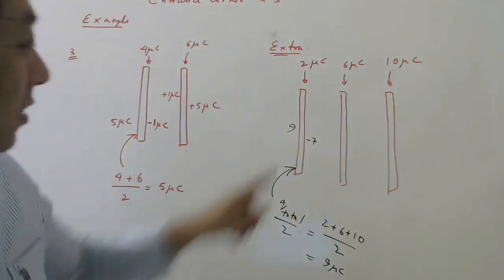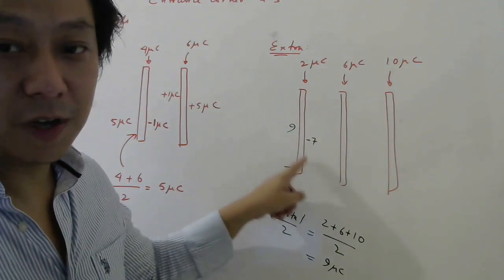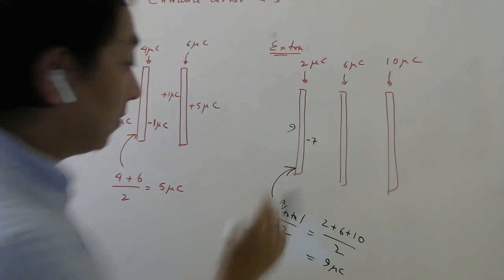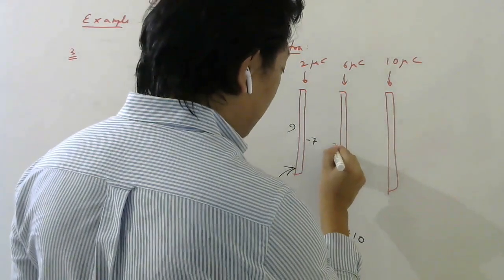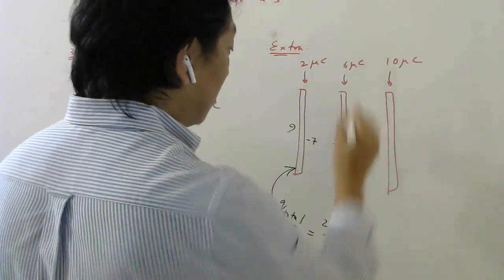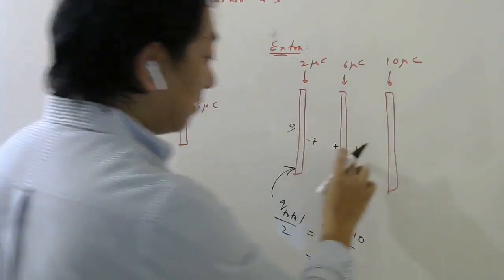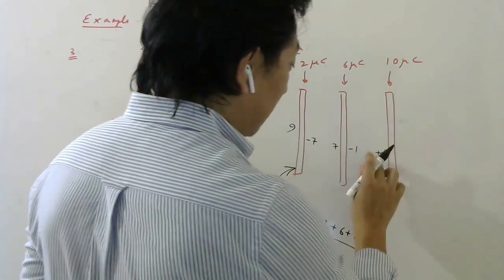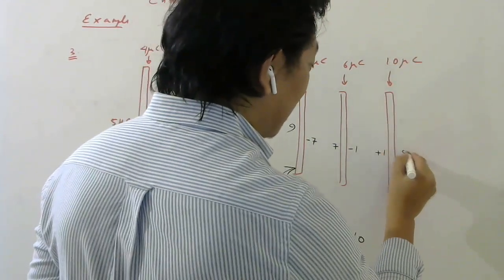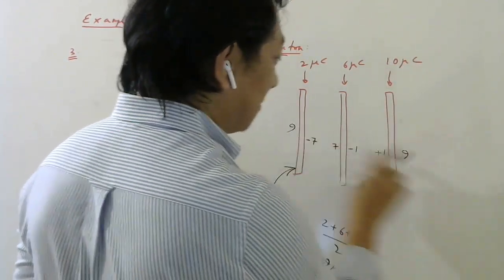Now it is correct. So 9 minus 7, what will the total be? 2. Now you know if this is minus 7, this will be plus 7. But this is 6. So this should be minus 1. Total should be 6 now. If this is minus 1, this will be plus 1. If this is plus 1, this is 10, this will be 9. See, automatically these two will be the same.